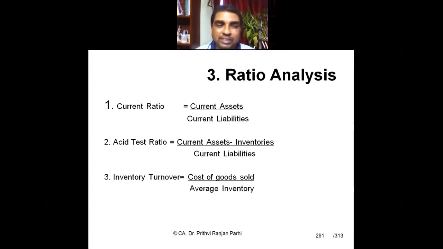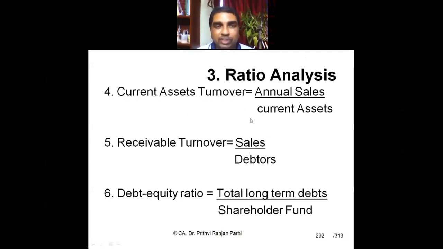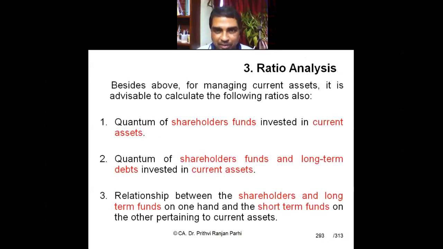One more ratio is called the acid test ratio, where current assets are reduced by inventories, because inventories are not readily sellable or not quickly sellable. So therefore these are reduced, and we can say quick assets divided by current liabilities. Then inventory turnover, cost of goods sold divided by average inventory. Like this, these ratios are calculated. Few other ratios are like this: current assets turnover ratio, receivable turnover ratio, debt equity ratio. These ratio computations also help in monitoring working capital management.